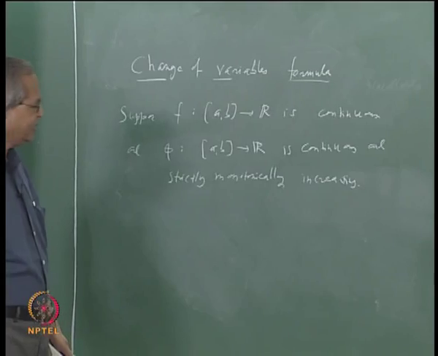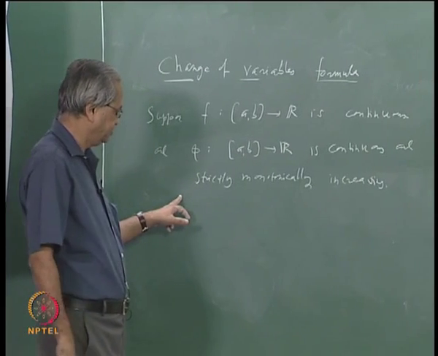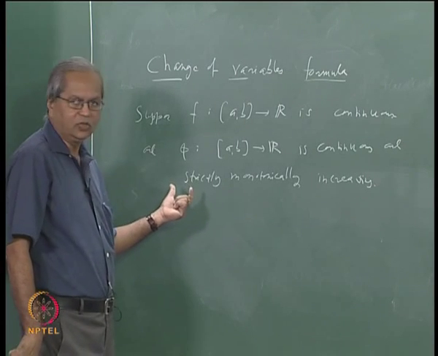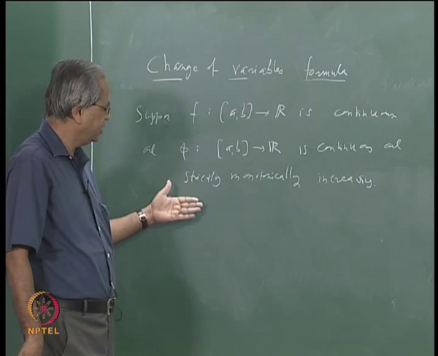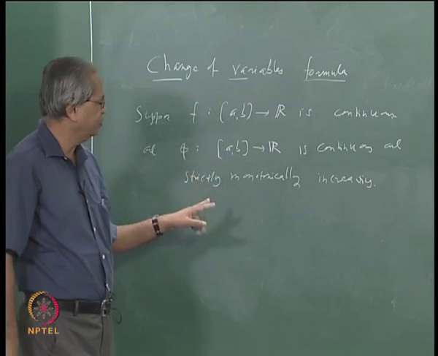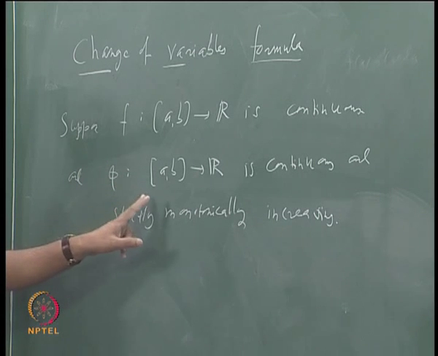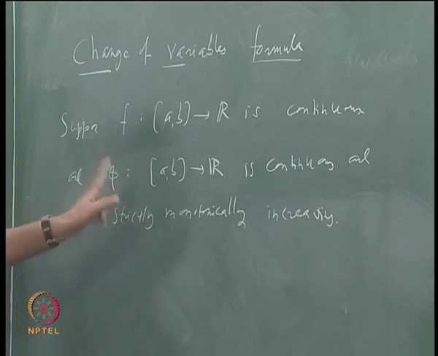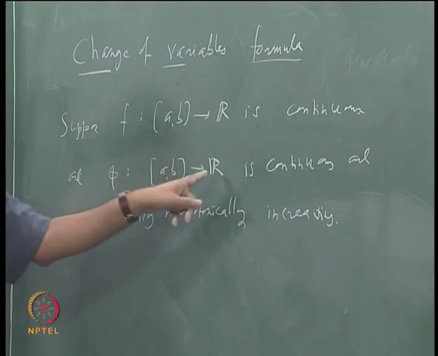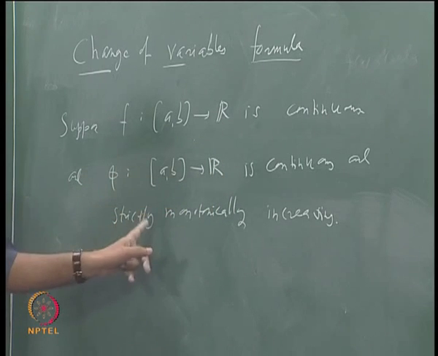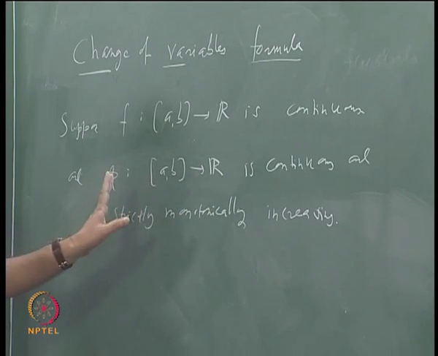Now what is the implication of saying that it is strictly monotonically increasing? It means that whenever x is less than y, phi(x) is strictly less than phi(y). So in particular the function is one-one, and hence we can talk about the inverse function. This phi will map [a, b] to the interval [phi(a), phi(b)], and so I can talk about the inverse function, which I call psi.